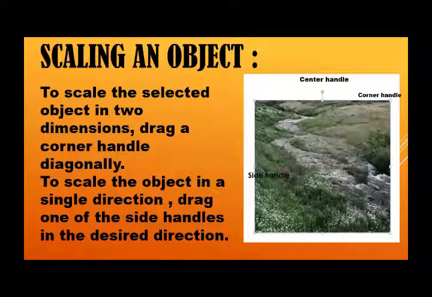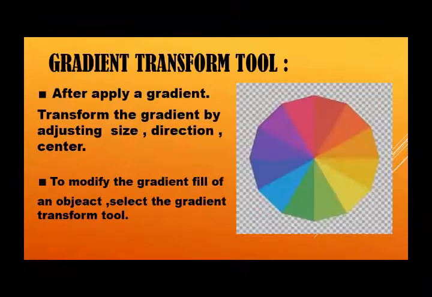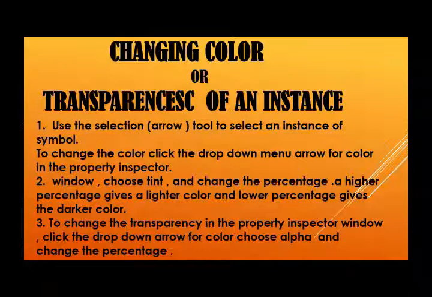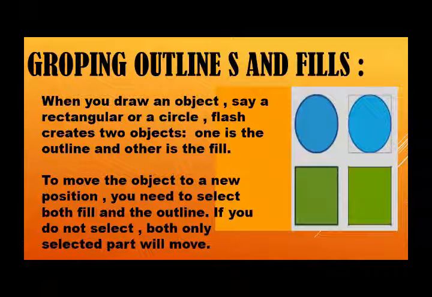Scaling an object to resize, decrease its size or increase its size, gradients, the color formation: linear gradient we have, and radial gradients we have. This is the picture of a radial gradient. Then we have changing the color or transparency of an instance. How can we change the color or the transparency? If we take a higher percentage, then it will give the lighter color, and if we take a lower percentage, then it will give the darker image. Then grouping outlines and fills.